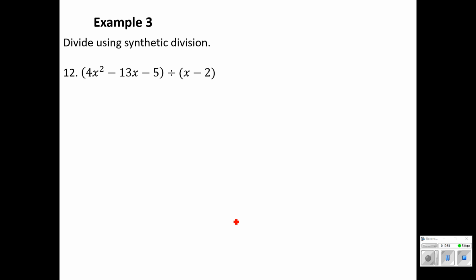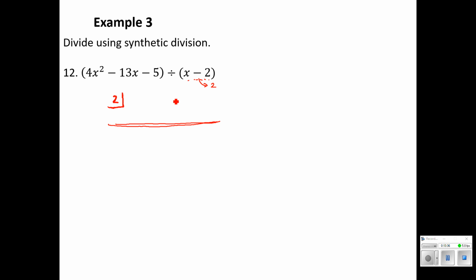All right, example 3, divide using synthetic division. If we are given a factor like this to divide out, what we're going to do with synthetic division is set up a little box and a bar here. This is just the pattern that helps organize our numbers. What goes into this little box is coming from our divisor. Here our divisor is x minus 2. The solution out of that factor is x equals positive 2. So positive 2 goes in the box.